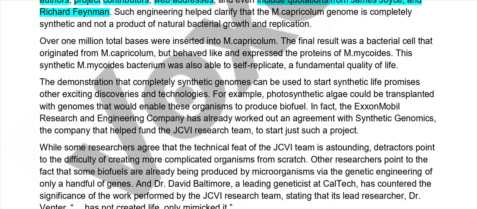The demonstration that a completely synthetic genome can be used to start synthetic life promises other exciting discoveries and technology. For example, photosynthetic algae could be transplanted with genomes that would enable these organisms to produce biofuel. So this is our location. In this particular sentence they are saying it could be used and it would enable them to produce biofuel, meaning to say these are all hypotheticals, just scenarios for the future. We are not producing it right now, but this is a possibility for the future.